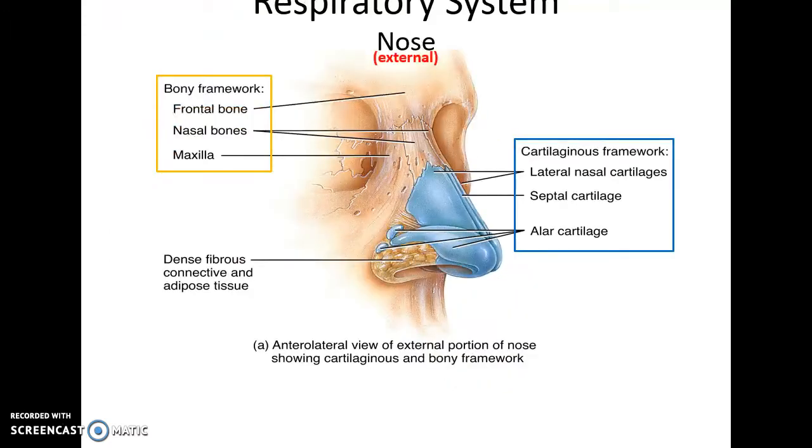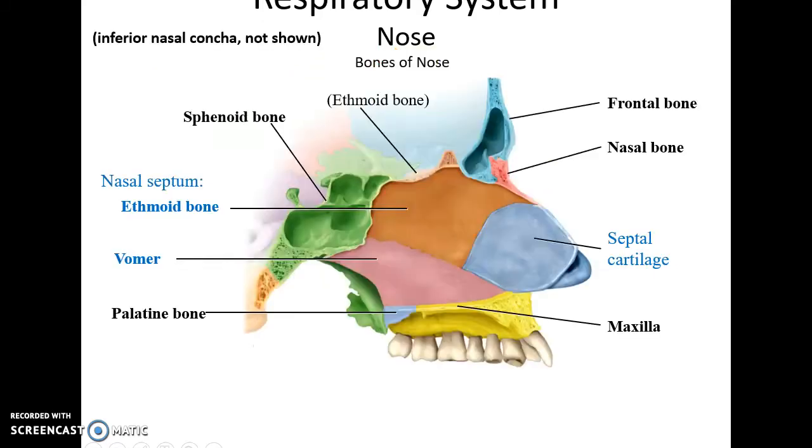All right, the nose externally has a bony framework region of the nasal bone, part of the frontal bone, the maxilla bones, and also a series of cartilages that help to form the anterior portion of the nose, including the lateral nasal cartilages, the septal cartilage, the alar cartilages that flare out on the sides.